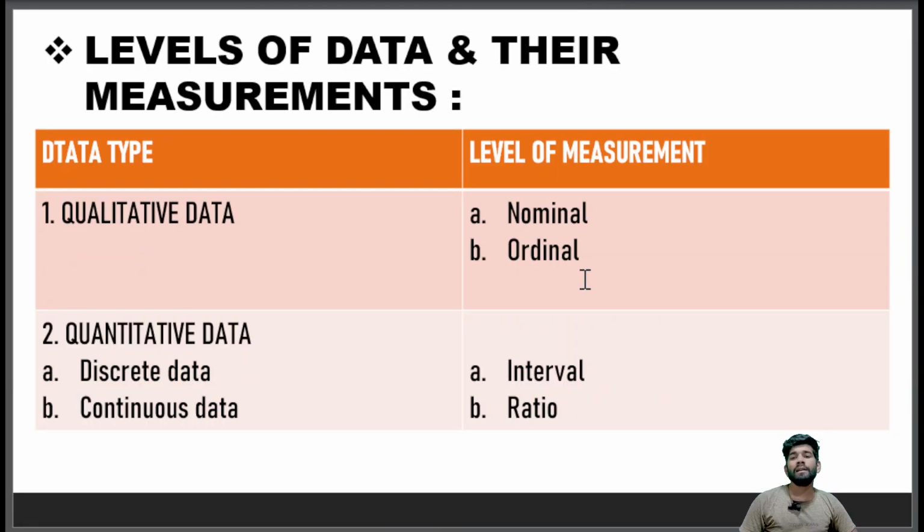Then the levels of data and their measurements. First column is data type and second column is level of measurement. In the first column is qualitative data. If the data is qualitative data, there are two levels of measurement. First is nominal level of measurement, second is ordinal level of measurement. And in the quantitative data, there are two subtypes, discrete data and continuous data. In both discrete and continuous data, there are two levels of measurement, interval and ratio level of measurement. We can see it in detail ahead.